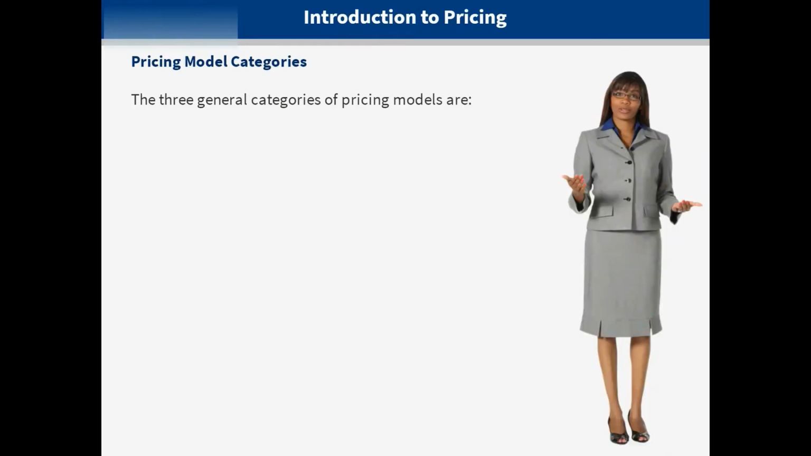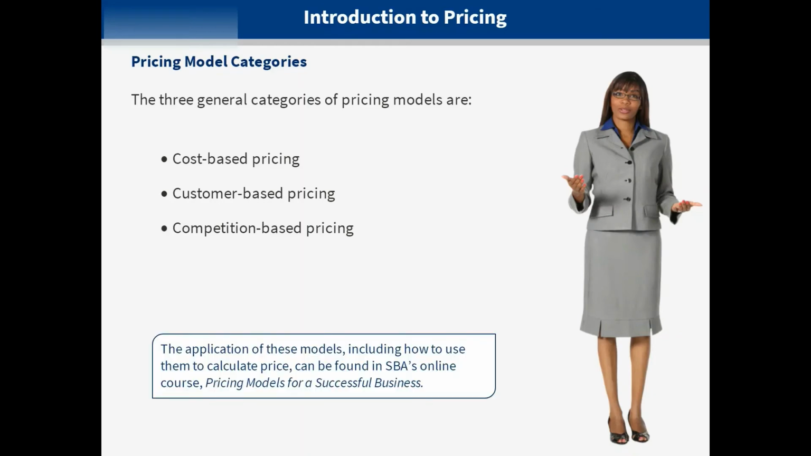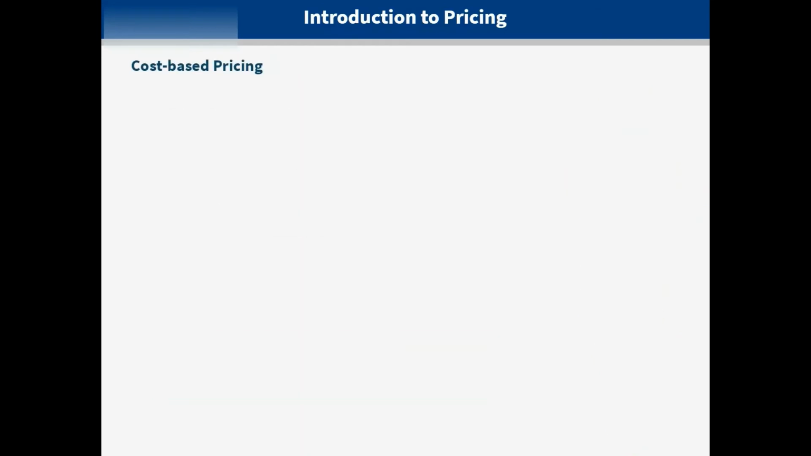Now, let's learn about the categories of pricing models. The three general categories of pricing models are cost-based pricing, customer-based pricing, and competition-based pricing. These three categories cover the majority of pricing models used by small businesses. However, there are others. Let's look at cost-based pricing.